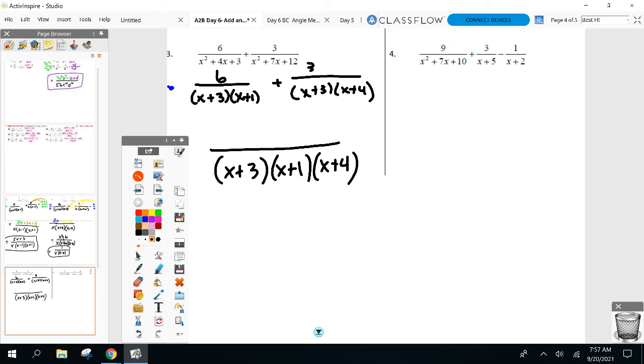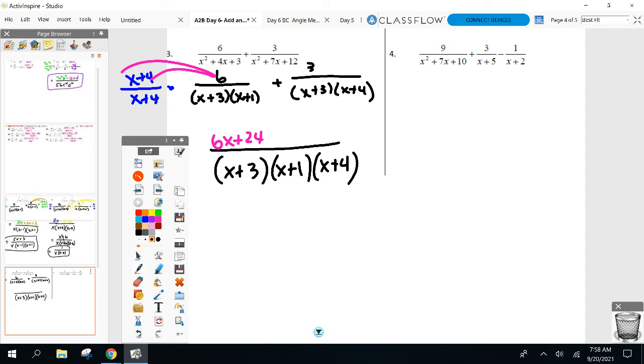What am I missing here? I'm missing the x plus 4. x plus 4. Okay, now distribute the 6. Boom, boom. I get 6x plus 24 for that first fraction on top.